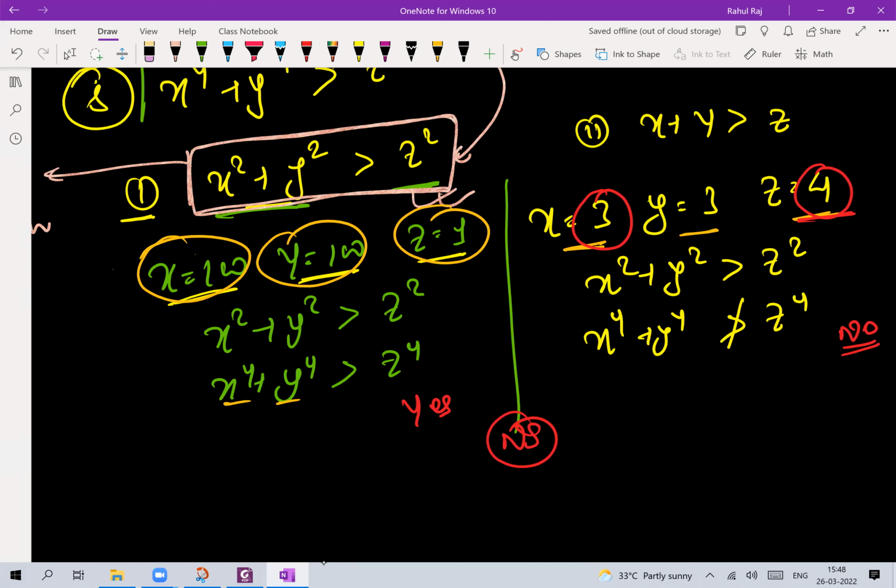Now, option number 2: x plus y is greater than z. If I take the same numbers, it becomes much easier for us to combine.